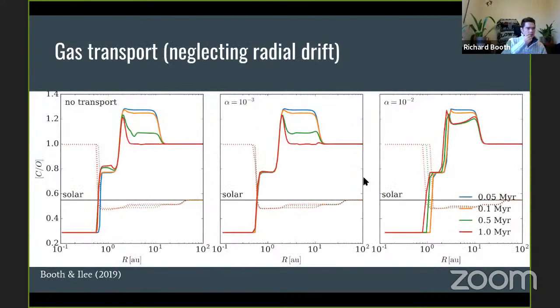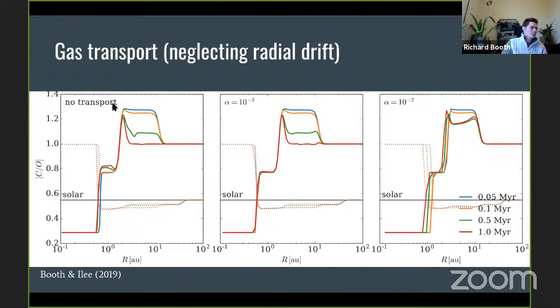Okay, so what I'm showing here is how chemical reactions are going to affect the composition of a disk without any radial drift. This is what happens if you assume the gas and the dust move together through the disk, so that every parcel of gas always has the same composition.